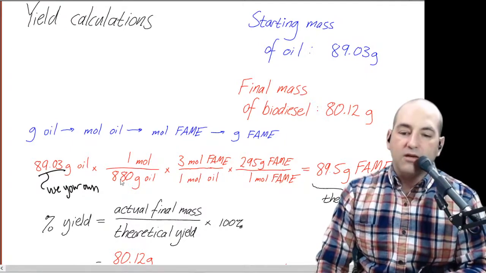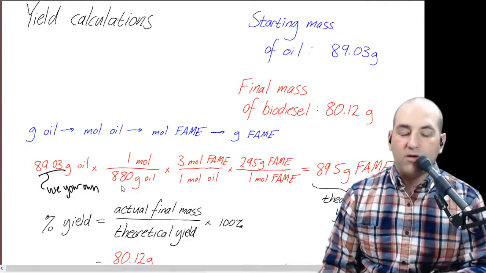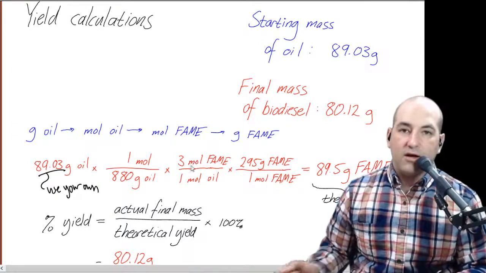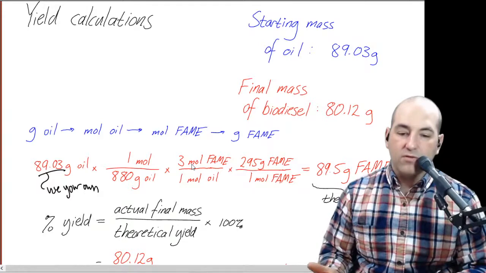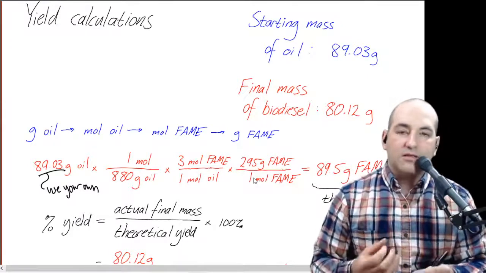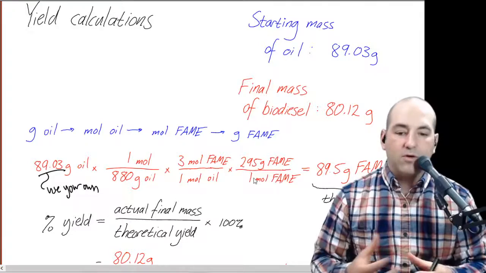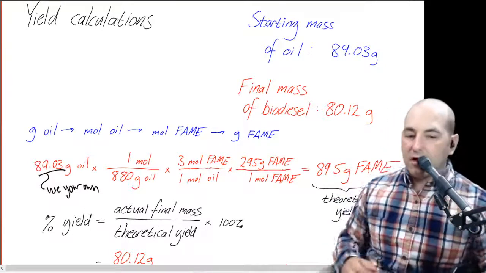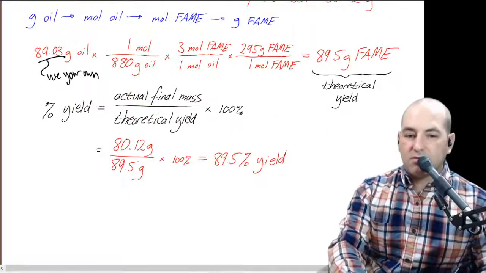You'll divide it by 880 to account for the weight of the oil molecule. You'll multiply it by 3 to account for the fact that we make 3 biodiesel molecules for every 1 oil molecule. And then we'll multiply it by 295, which is the average mass of the FAME or biodiesel molecules. So what you get there is something called the theoretical yield. I can move this up a little bit so you can see it.